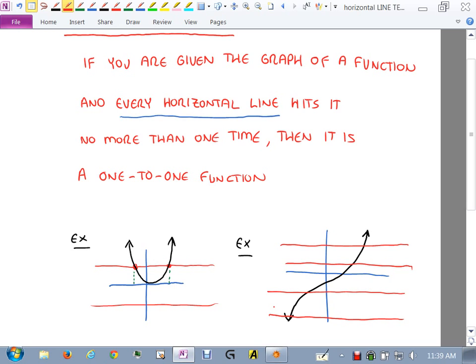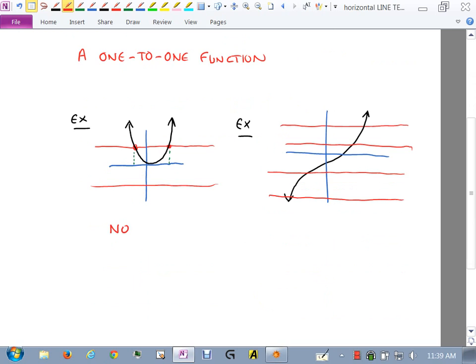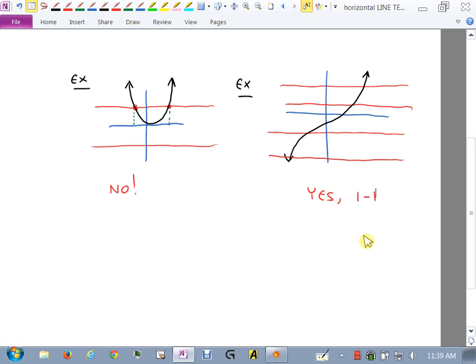This function is one-to-one. So the answer, I forgot to put the answer here. Yes. One-to-one. Sometimes instead of writing one-to-one, we write 1-1, when we want to be lazy. Does this make sense? Do you remember the vertical line test? It's the opposite of the vertical line test. That's all it is.